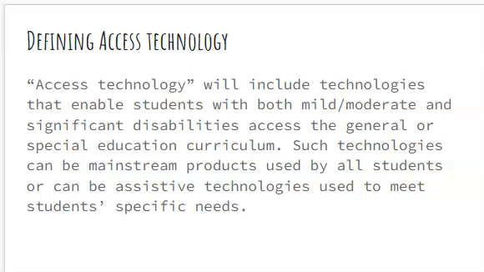Before we go into the investigation questions, I wanted to define access technology. Access technology includes technologies that enable students with mild, moderate, and significant disabilities to access the general or special education curriculum. Such technologies could be mainstream products used by all students, like a laptop with built-in accessibility features or an iPad, or they can be assistive technologies used to meet students' specific needs.